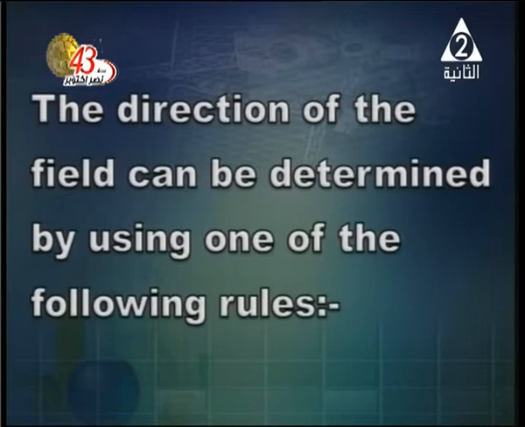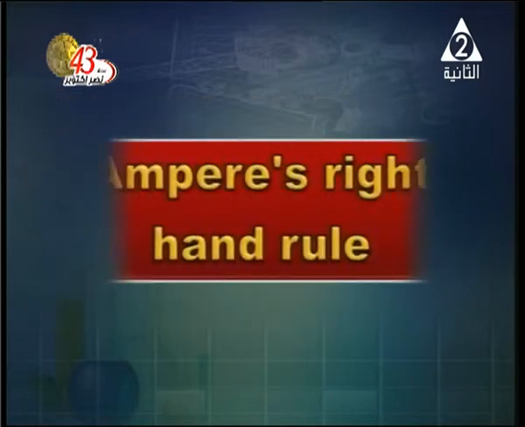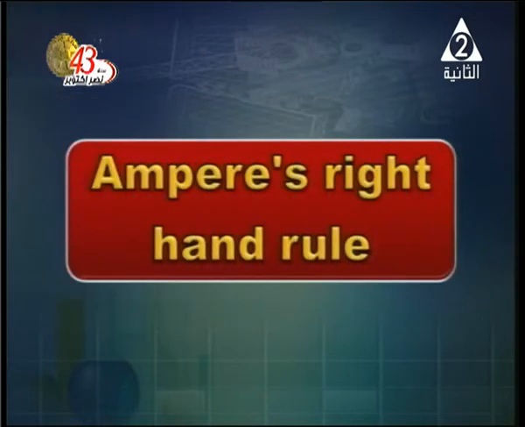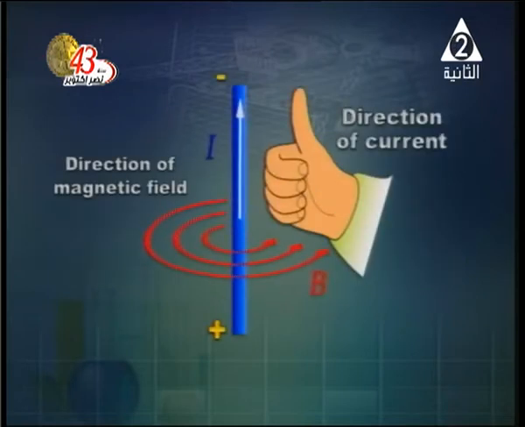Also, the direction of the field can be determined by using one of the following rules. Ampere's right-hand rule. What about it? If the wire is grasped in the right hand with the thumb pointing in the direction of the current, conventional current, of course, the curl of the fingers, the direction of the fingers, will give the direction of the magnetic field.